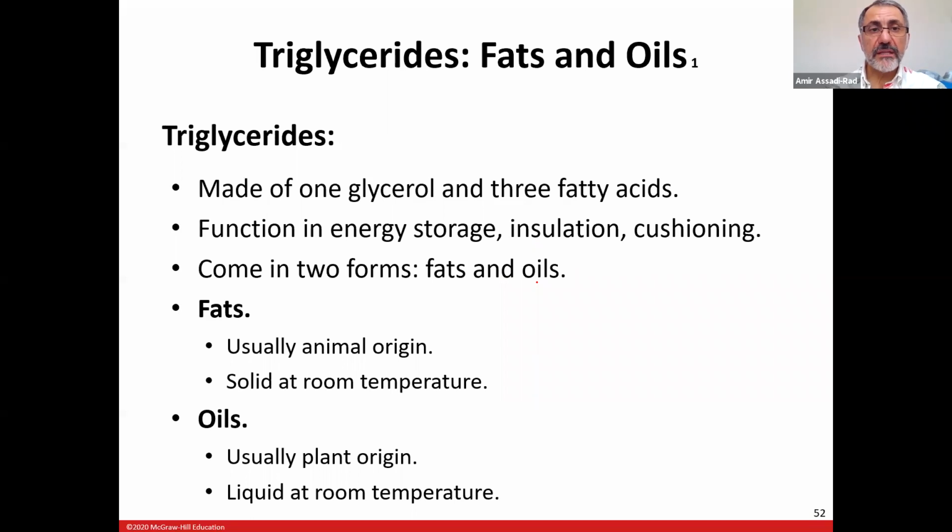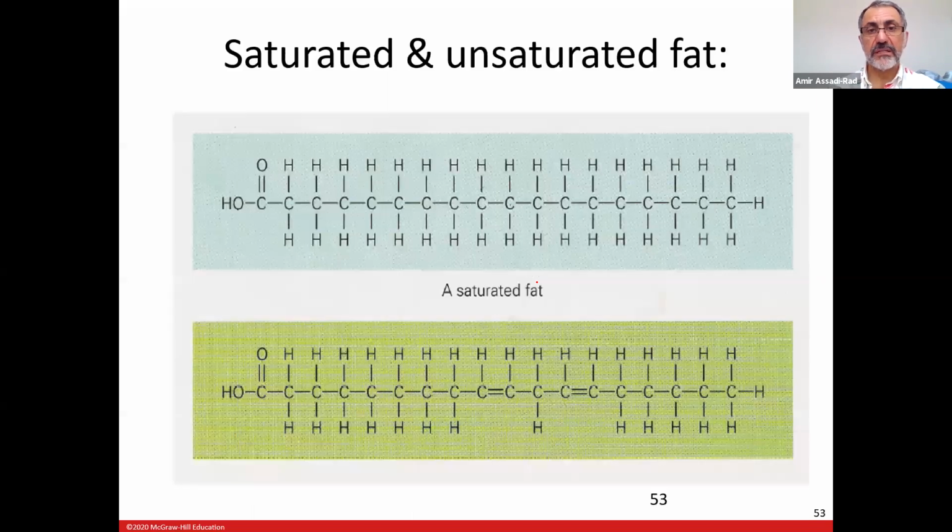So a triglyceride is made up of 1 glycerol and 3 fatty acids. Make sure you know these things: function in energy storage, insulation, cushioning, and 2 forms, fats and oils. Fats are usually of animal origin and solid at room temperature. Oils are usually of plant origin and liquid at room temperature.